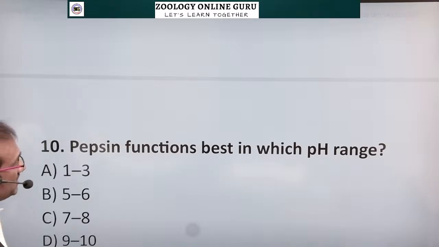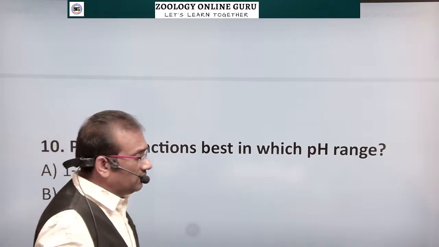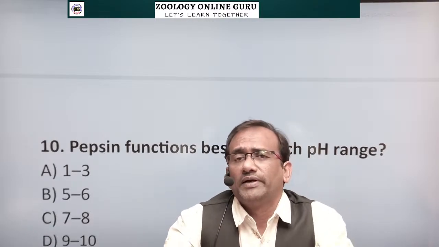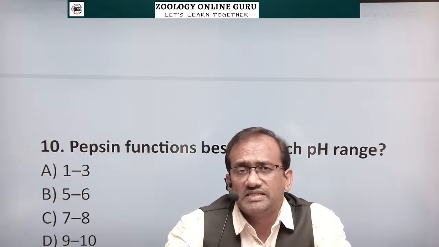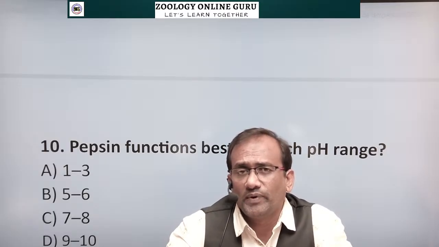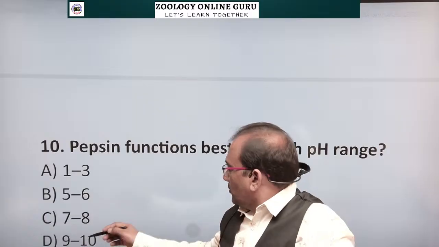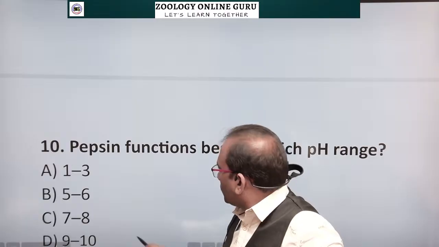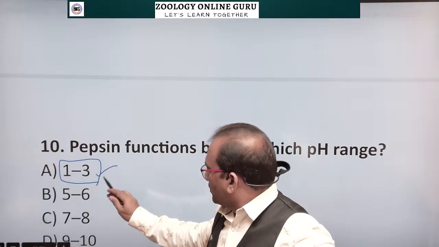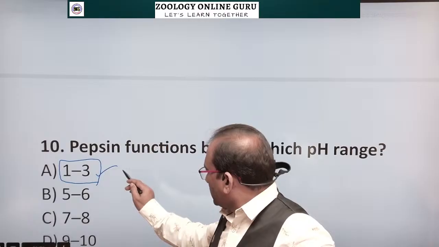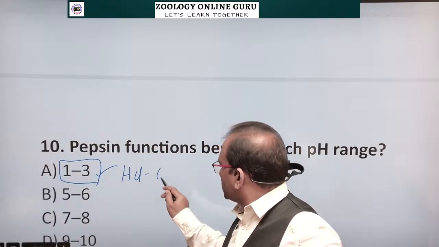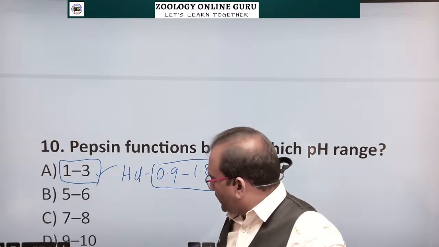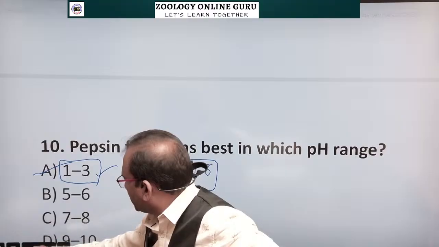Pepsin functions best in which pH range? Pepsin is present in the stomach area, where HCl is present. The HCl pH is very strong, 0.9 to 1.8, which is the gastric juice pH. Among the options, 1 to 3 is the best answer. So the answer is A.